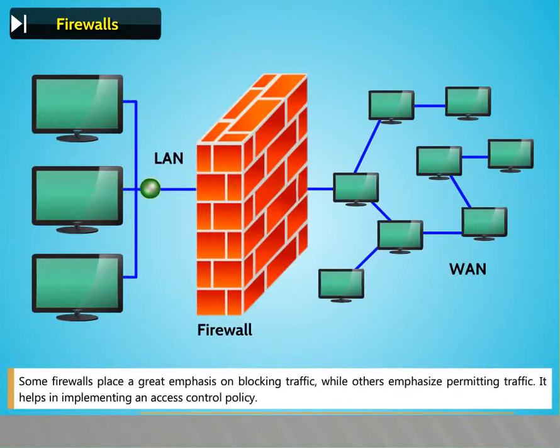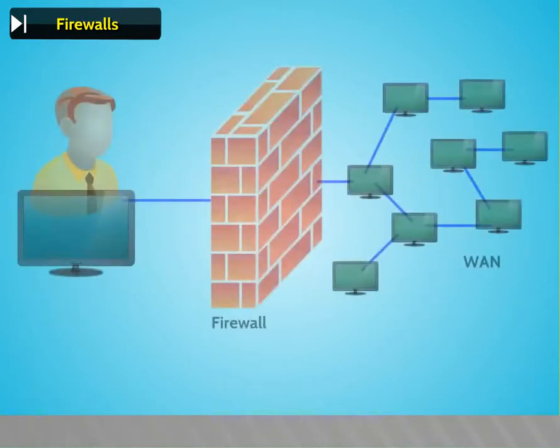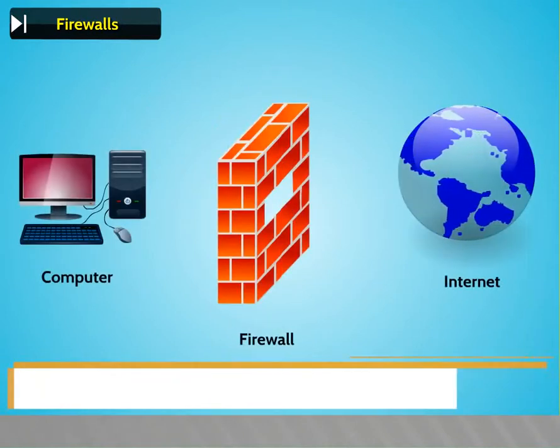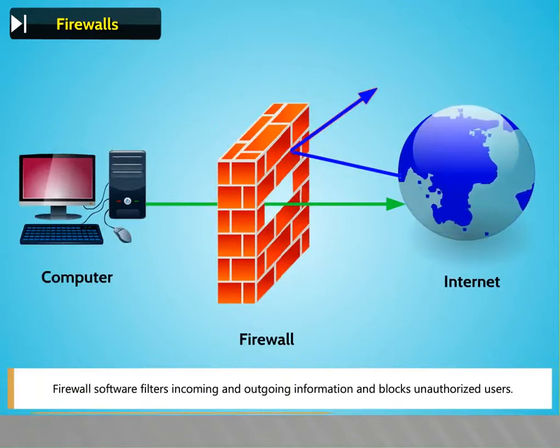Some firewalls place a great emphasis on blocking traffic, while others emphasize permitting traffic. It helps in implementing an access control policy. A firewall is a system or group of systems that enforces an access control policy between two networks. Firewalls consist of specialized hardware and software that keep unwanted users out of a system. Firewall software filters incoming and outgoing information and blocks unauthorized users.